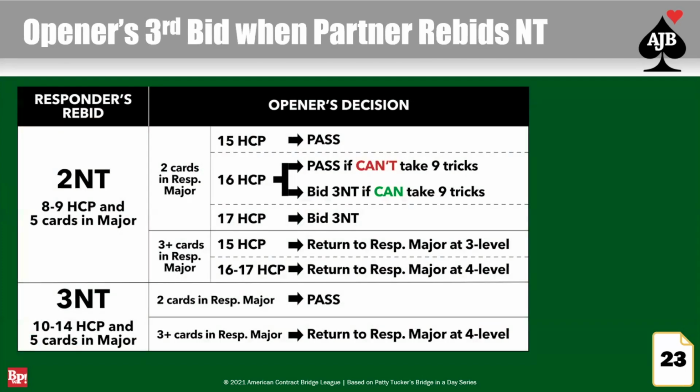So when responder bid 2 no trump, just think what they told you they had. They told you they had 8 or 9 high card points and 5 cards in the major. So if you only had 2 cards in their major, what do you know right away? We're going to stay in no trump because we don't have a fit, right? And then it's just, you have 15, you pass. You have 17, you bid 3 no trump. And if you have 16, if you can't win 9 tricks, you pass. And if you can, you bid 3.